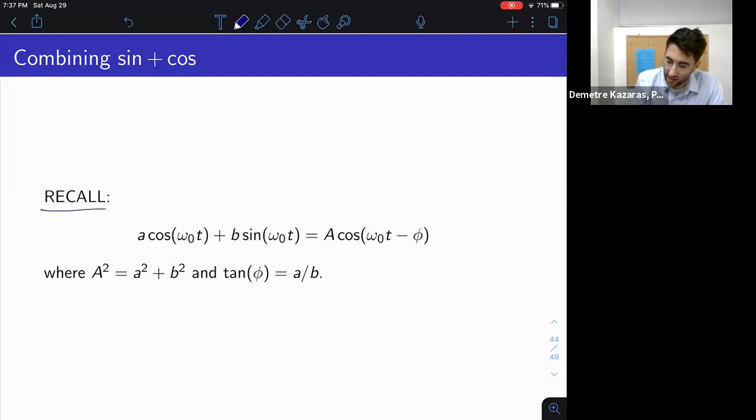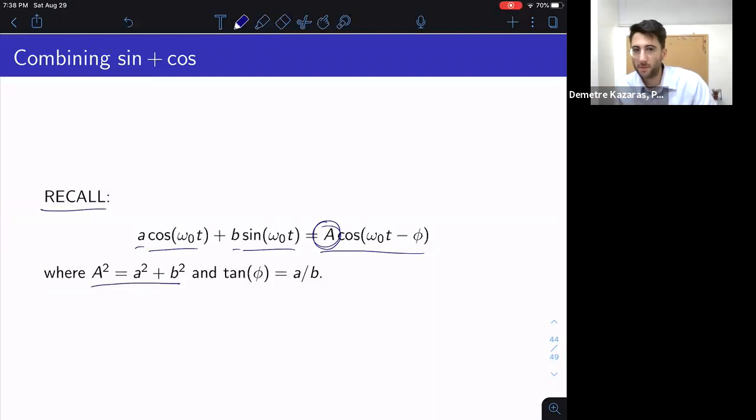Okay, so recall this trig fact. If you have a sine function and a cosine function with the same period, then you can always do this trick. You can write that as a single cosine function where its amplitude is related to the amplitudes of the other ones by the following equation: A squared is little a squared plus little b squared. And then you might have to shift that cosine function to the left or to the right, and that is according to the tangent of that little shift being equal to a over b.